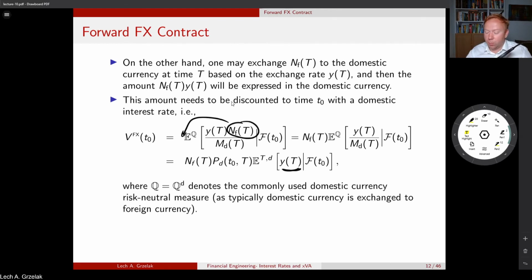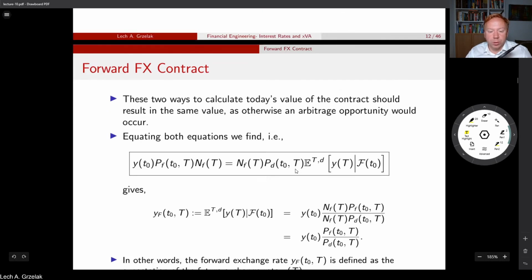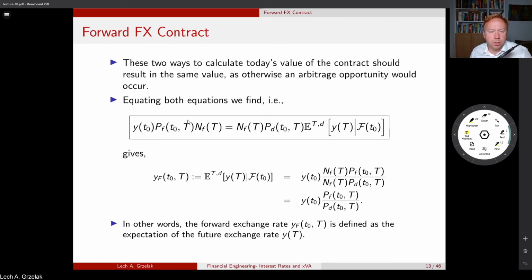Now we have those two approaches, this case and this case, and we have to equate them together. This is similar to what we had before. Those two notionals will cancel. We have an FX rate today, which is constant. We have some zero coupon bonds and this expectation. So our forward rate is equal to the expectation of the future FX rate. And then if we substitute everything into this expression, this will cancel out, and we arrive at the same equation that we have seen from the replication approach.